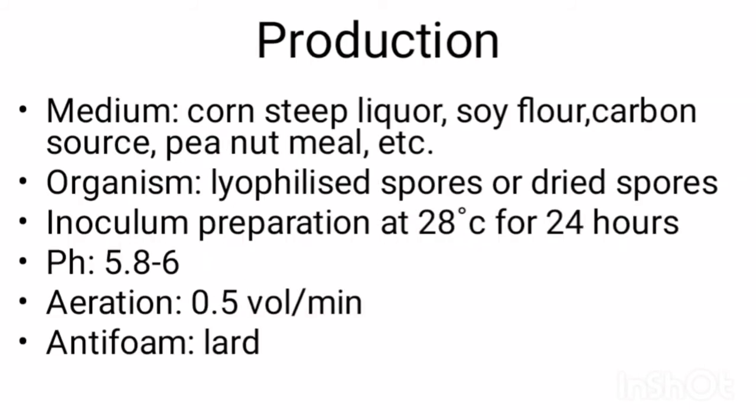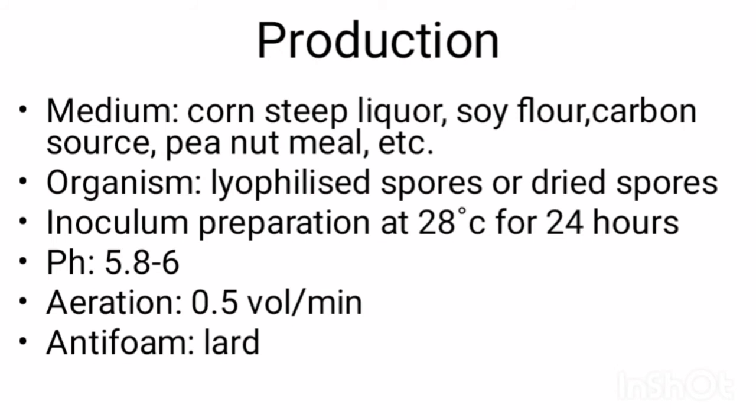Next is the production of tetracycline. Production of tetracycline is very sensitive to chloride content in the medium. It leads to the production of chlortetracycline rather than tetracycline. Production of chlortetracycline is simpler than other tetracyclines. The fermentation medium consists of cornstarch liquor, soy flour, peanut meal, carbon source, etc.